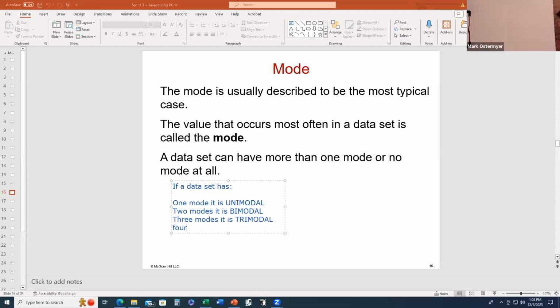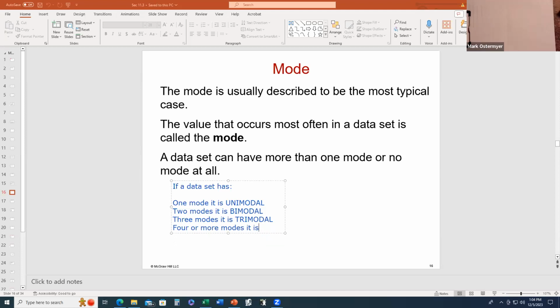If it has four or more modes, it is buku modal. Just kidding, ladies and gentlemen, that's a joke. To borrow a word from my late father-in-law, when there's a large amount of anything, he always said buku. Buku, I guess, is Polish for meaning a lot.